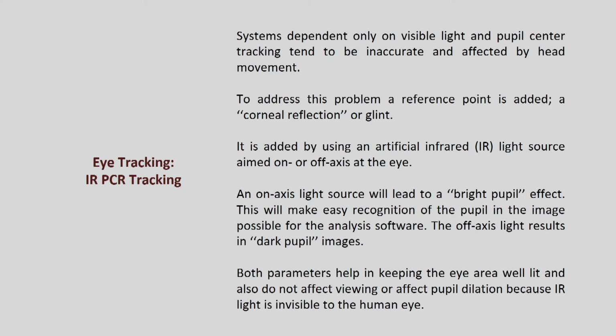So, when an on-axis light source is there, it brightens the pupil. This makes it easy to recognize the pupil in the image, wherever it is possible for that particular software to analyze it, whereas off-axis light results in a dark pupil. So, if it is on, then it is a bright pupil, and if it is off, then it is a dark pupil.